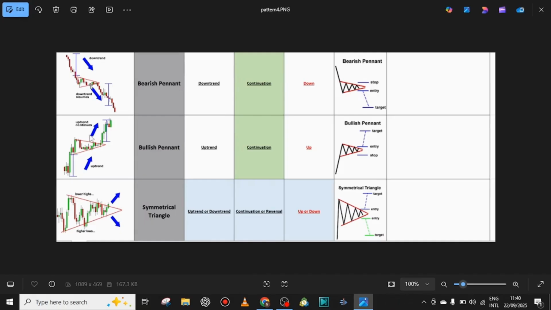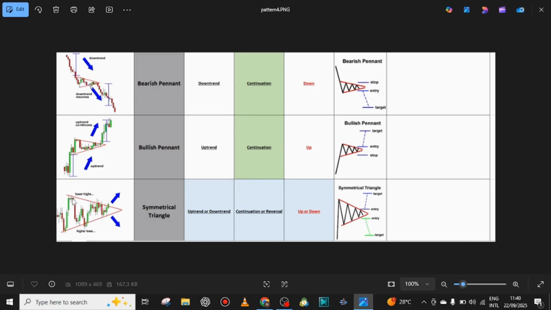Then we have the bullish pennant. I told you, anytime you hear the word bearish, it means we are moving downward. Bullish means we are going up, the market is moving up. That means we're buying the bullish and we're selling the bearish. So it's the same thing with the bullish pennant. It occurs during an uptrend. It is a continuation signal, and we are going to trend up.